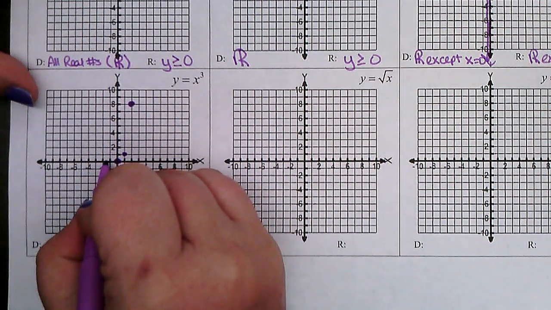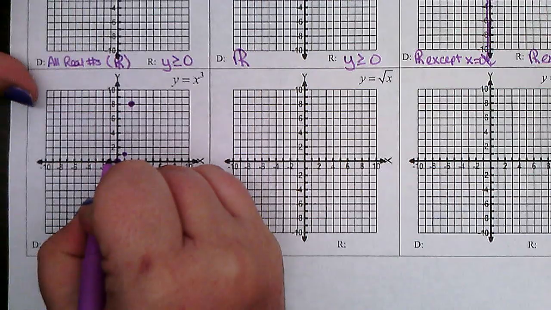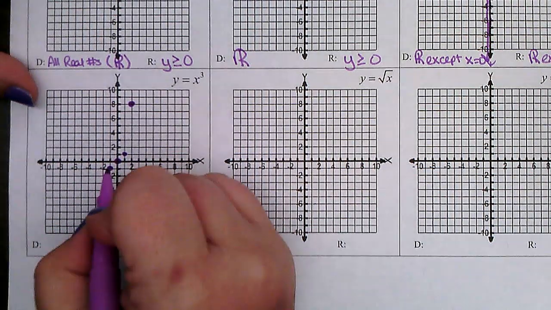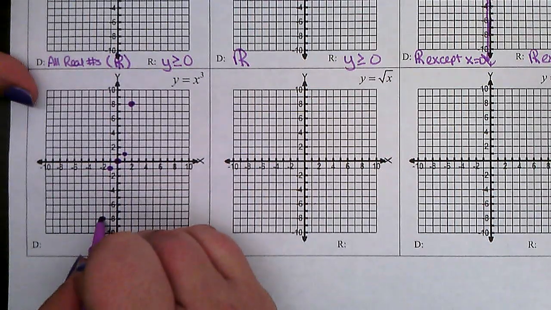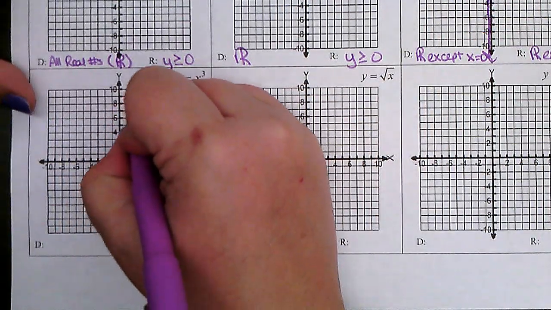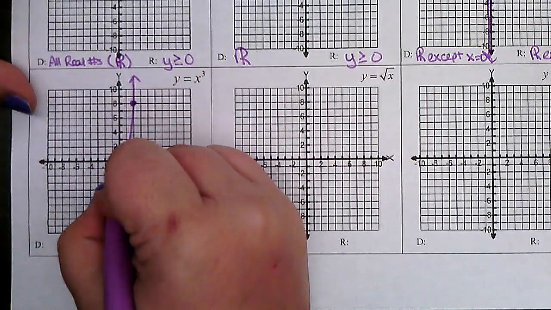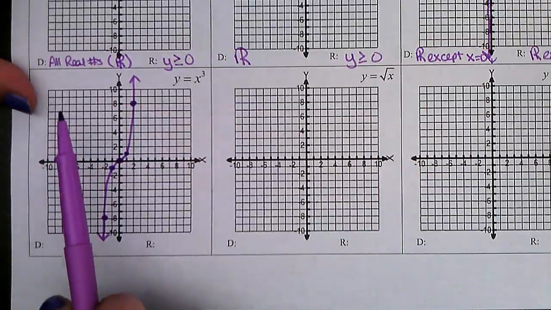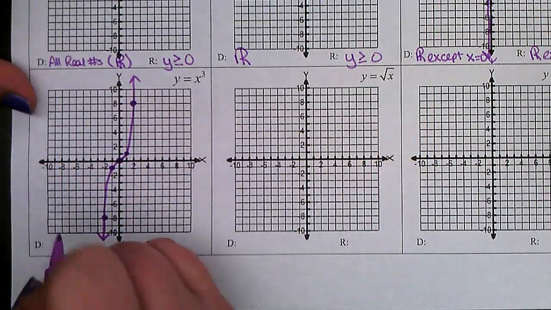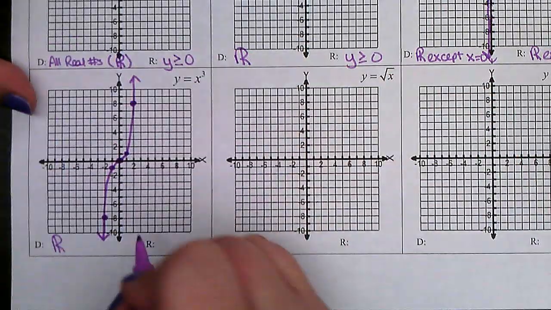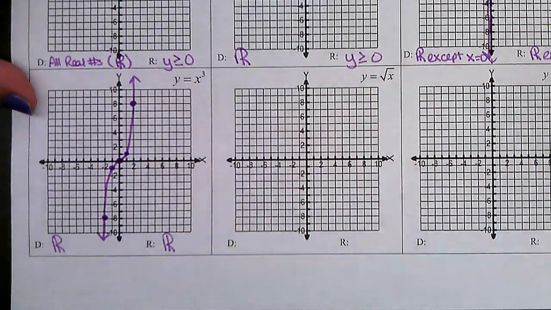Can I put in -1 here? Yep. -1 times -1 times -1 is -1. And then -2 times -2 times -2 is -8. So this makes a squiggle. And if I do domain, arrow to arrow, left to right, so all real numbers, and bottom to top, arrow to arrow, so all real numbers.